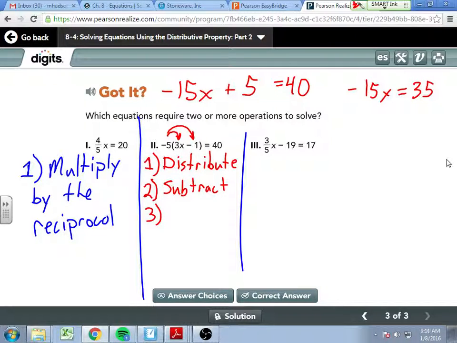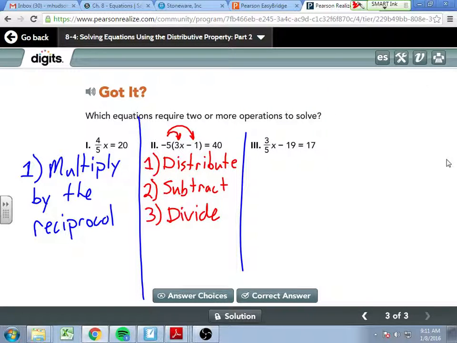What would I do now? Then you divide by 15. Divide by what? Negative 15. So then we would divide, but be careful that you pay attention. If it's a negative number, we have to divide by that negative number. So that one would take 3 steps to solve because we have to start by distributing.